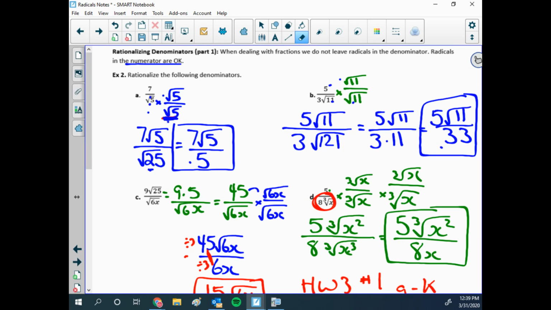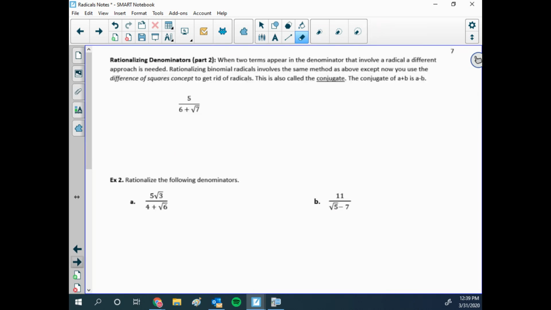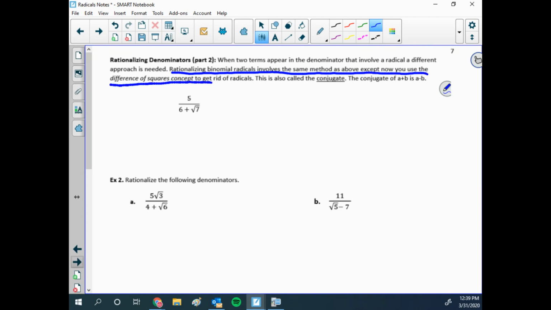Today, what we're going to look at is something similar, except now, rather than having a monomial in the denominator, we have a binomial, okay? So we have two terms on the bottom. Rationalizing binomial radicals involves the same method as we used previously, except now we have to use the difference of squares concept, with what is called a conjugate, to get rid of the radical. For example, the conjugate of a plus b is a minus b.